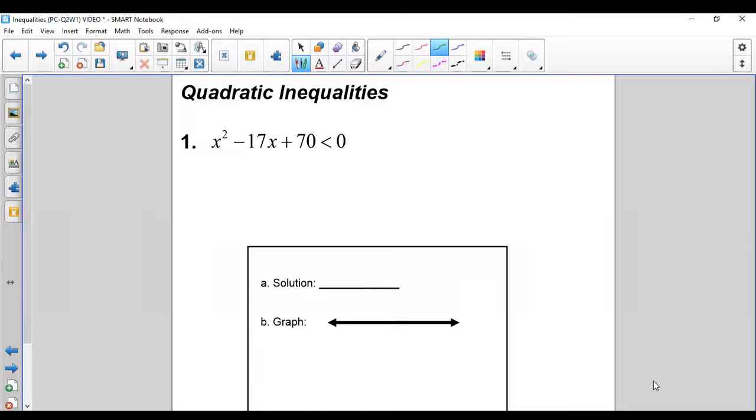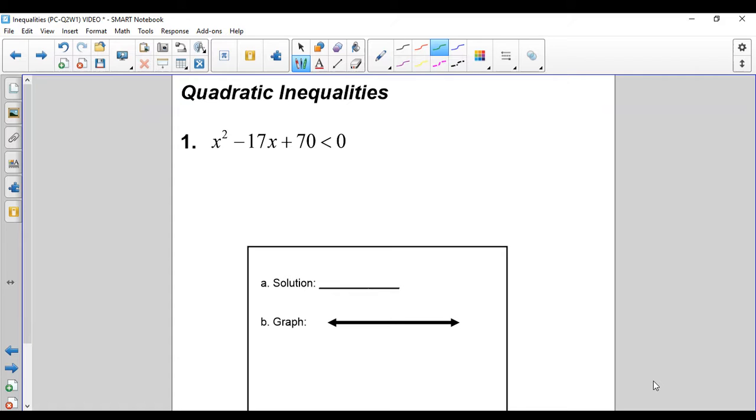Inequalities. A little bit different here. We're going to solve these quadratics just like we would normally solve a standard quadratic. That's by factoring. So we're going to do that to start, factor it. What factors of 70 add up to negative 17? We figure that out. They happen to be negative 10, negative 7.